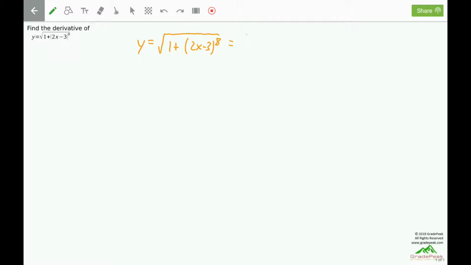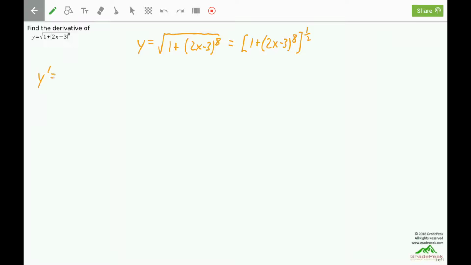So it will be 1 plus (2x minus 3) to the 8th power, all of that raised to the 1/2 power. Since the 1/2 power is the outermost function, the entire thing's raised to that, we are going to start with the power rule for the derivative here.